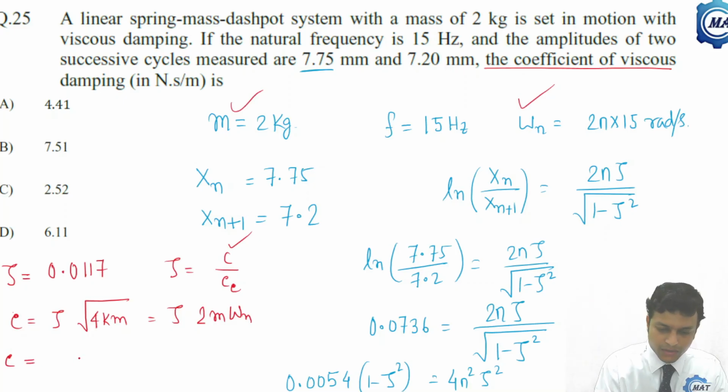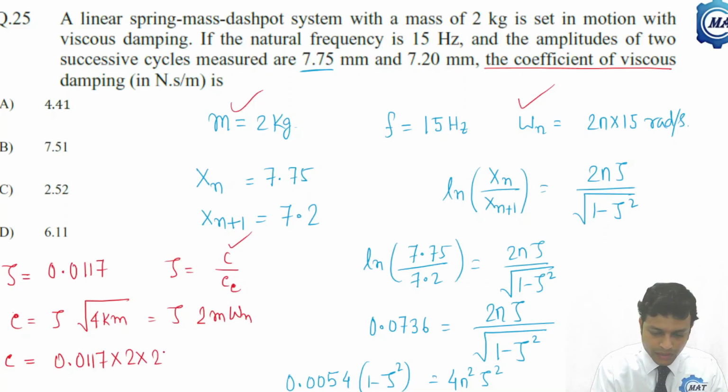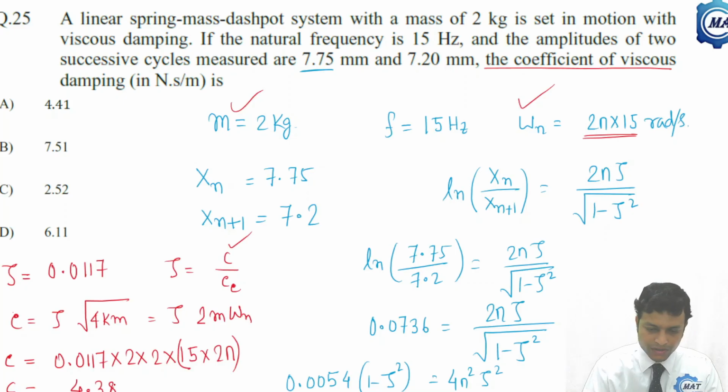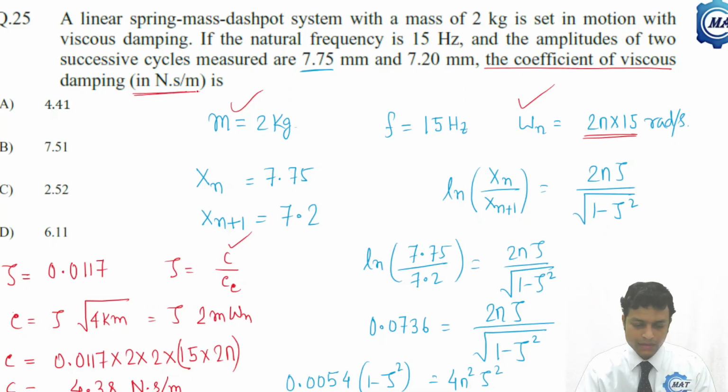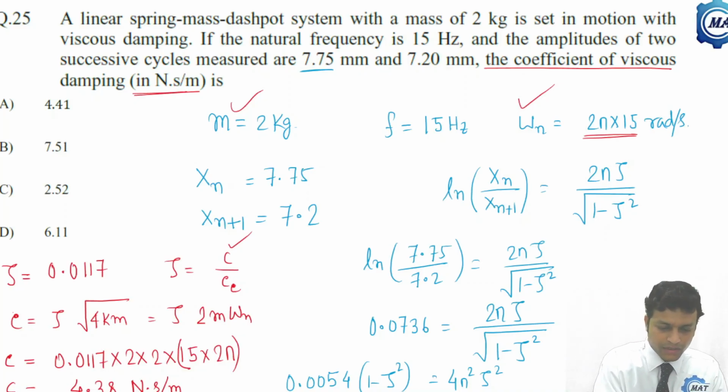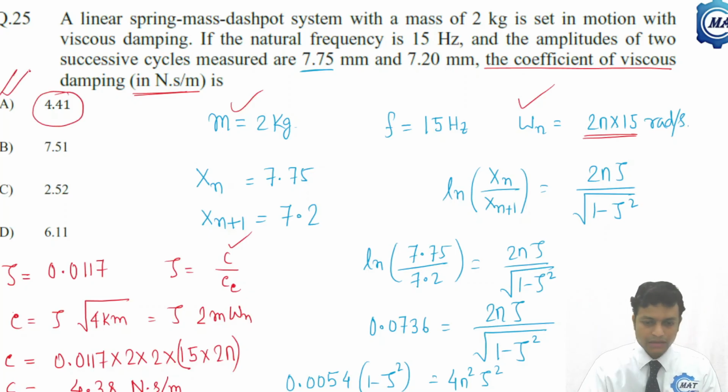So C becomes the value of zeta, 0.0117, into 2 into m, which is 2 kg, into 15 into 2 pi, that is omega n. Now calculate this, you will get a value 4.38, and SI unit is Newton second per meter. It has been asked to calculate in this, so our answer is 4.38. It is very close to 4.41, so option A is the correct one.